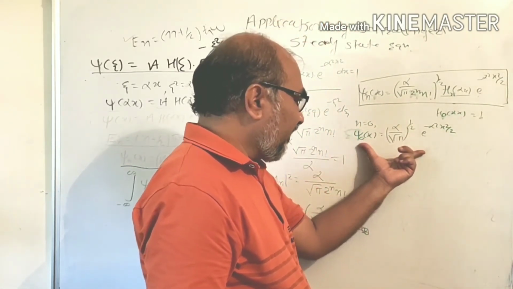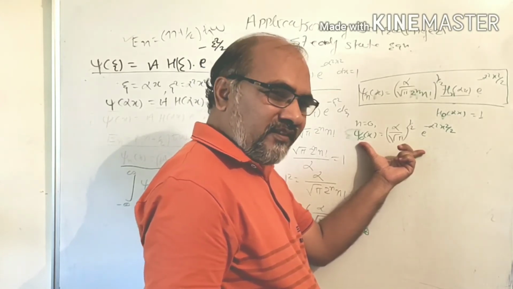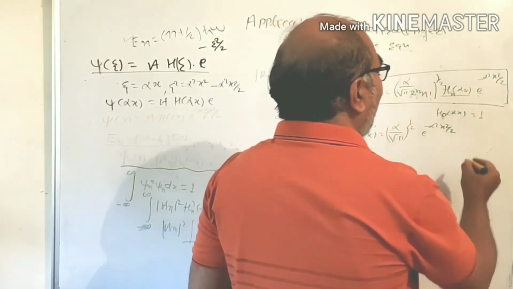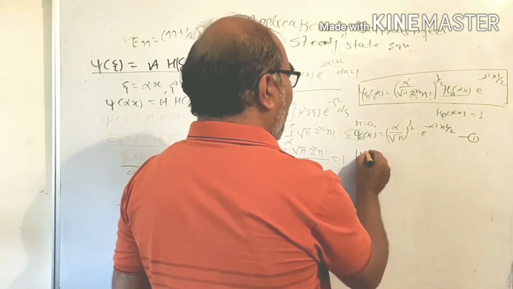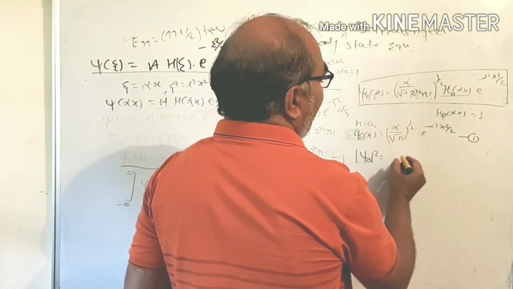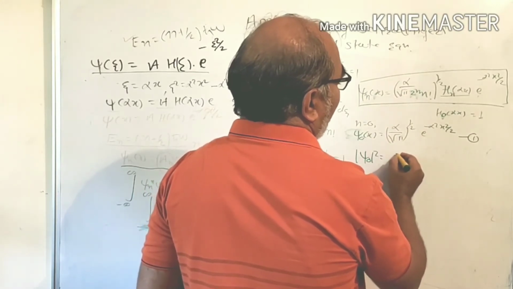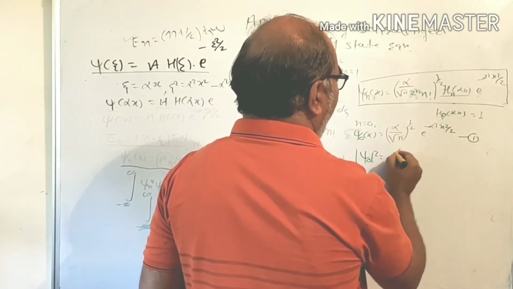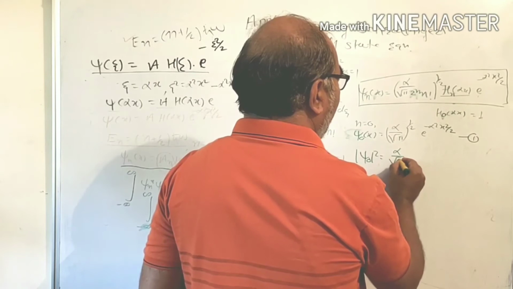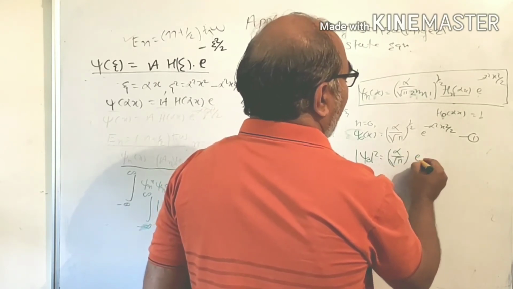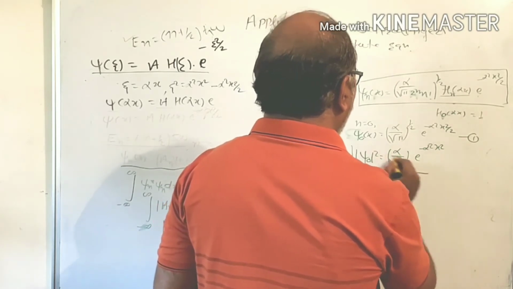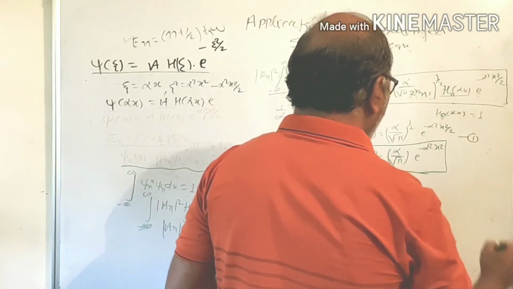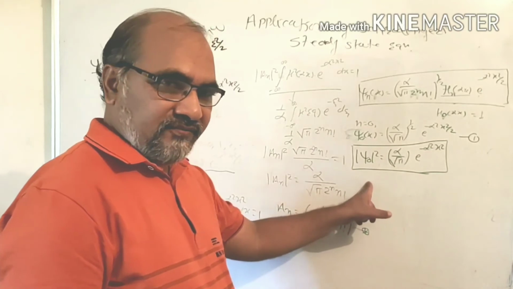So this is the wave function. If we take the square of this, the mod of ψ_0 squared becomes α divided by root π e raised to minus α²x². So this is the probability density for the ground state.